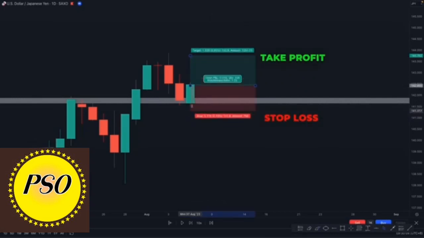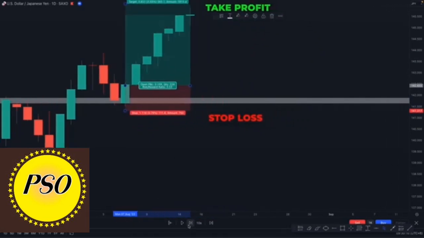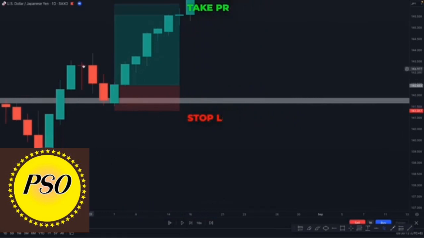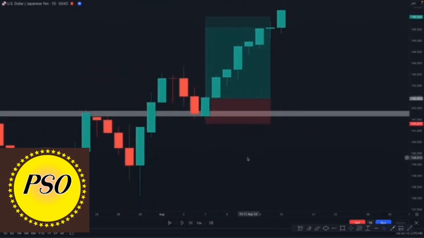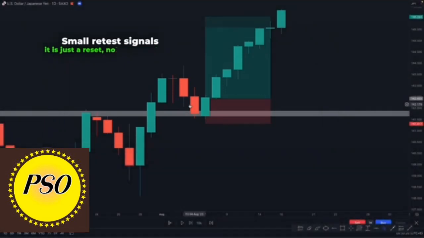Finally, enter for a buy right here. Place your stop loss below this key level. Take profit all the way up at the next key level. And you can see eventually price just goes up after making this shallow pullback. So bear in mind that this small retest is a very good strategy, because a small retest tells us that this is an actual retest, and that is all it is. It's just a retest. It's not a reversal, it's a retest.